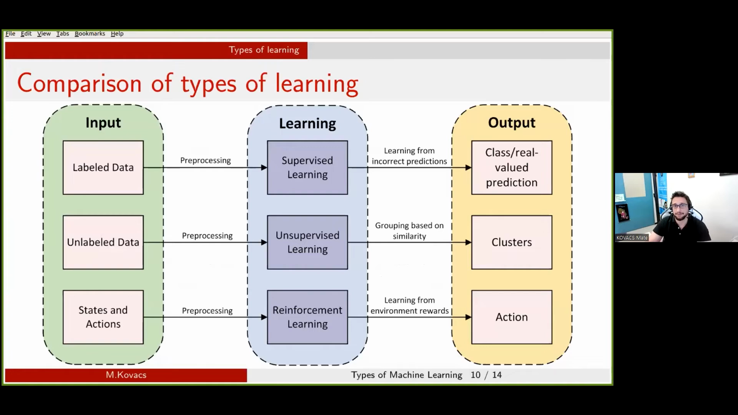So just a quick recap on the differences and the similarities with the three main types of learning. In case of supervised learning, our input is labeled data, so pairs of input and output examples. Our output is the predicted class or value that we are basically learning from our incorrect predictions. For unsupervised learning, our input is unlabeled data, so we do not have input-output pairs, and our output will be clusters, so we are grouping data based on similarity. Now, for reinforcement learning, our inputs are states and actions, and we are learning from rewards, which are coming from the given environment to produce actions as outputs.